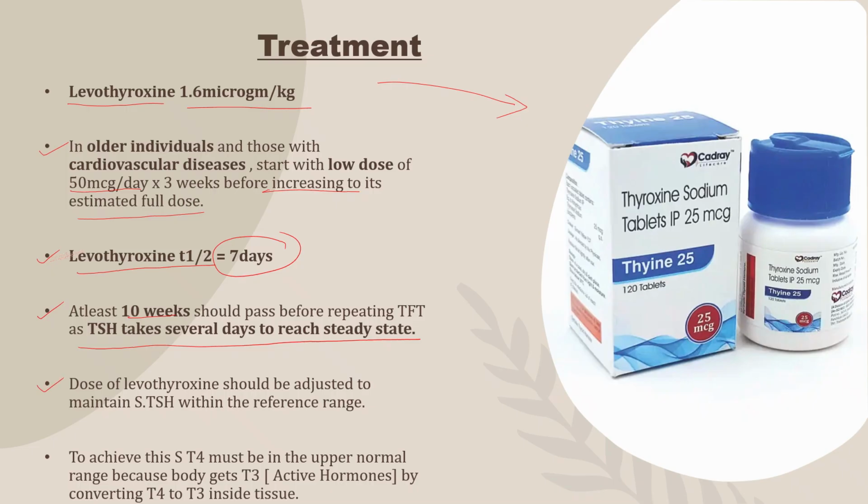The dose of levothyroxine should be adjusted to maintain the serum TSH within the reference range. For this, you have to check an important hormone, that is serum T4, which should be in its upper normal range because T4 at the periphery will be converted to T3, which is the active hormone. So you should always be careful to check the T4 and make sure it is in the normal range.